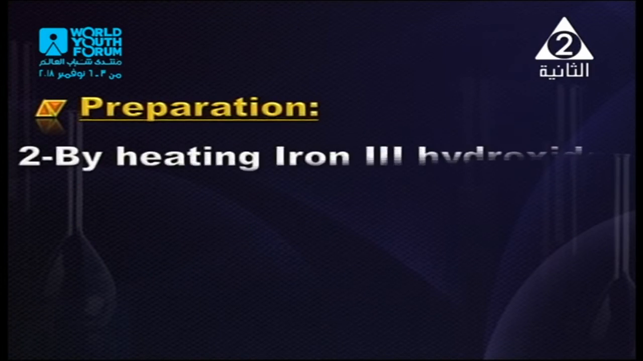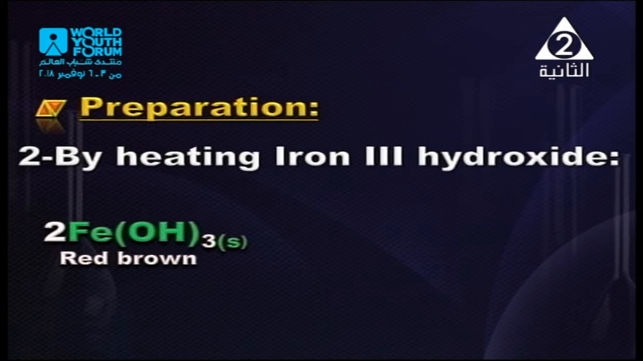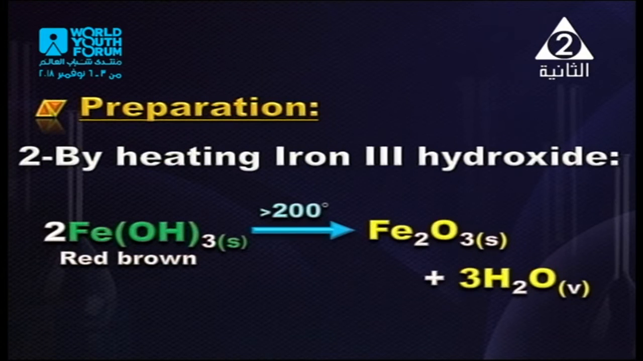Now we are going to discuss the second way for preparation of iron 3 oxide, which is done by heating iron 3 hydroxide. As the equation on the screen shows, on heating iron 3 hydroxide, which has a reddish brown color, above 200 degrees Celsius, it gives iron 3 oxide and water vapor.